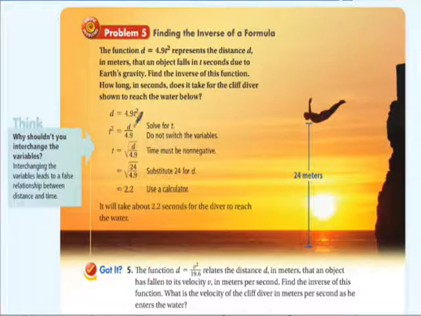So we want to solve for t, so we get t by itself. We divide by 4.9, take the square root of both sides, and t equals the square root of d over 4.9. Then, this is 24 meters, so we substitute 24 in. We use a calculator, and we get about 2.2.